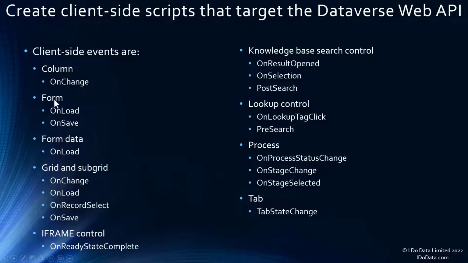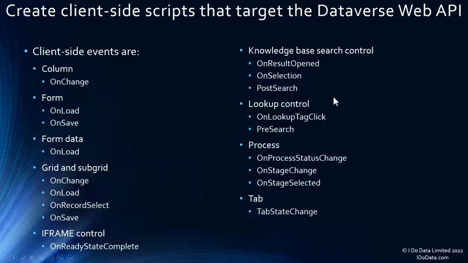So we've had a look at column and form. There is also form data on load. There's also grid and subgrid. You can target the onload, the onsave, the onchange, and on the record select. So when you select another record, the iframe control on ready state complete, the knowledge base search, so particularly useful if you're using Dynamics 365. So on result opened, on selection and post selection.